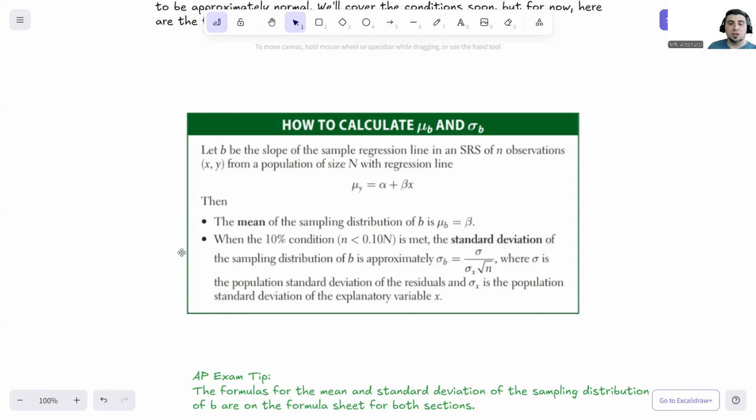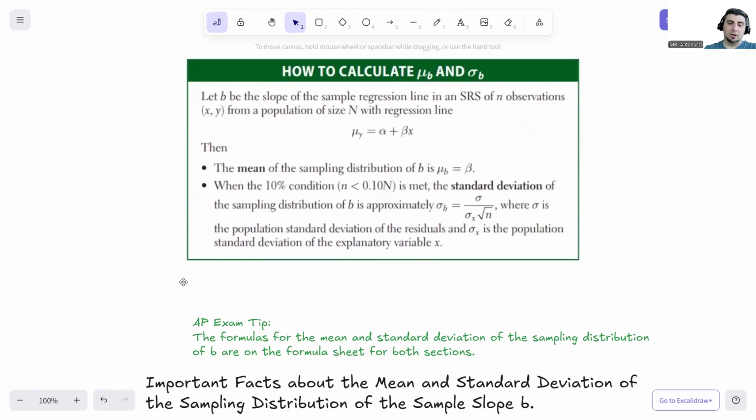The standard deviation of the sampling distribution of b is approximately sigma divided by sigma sub x times the square root of n, where sigma is the population standard deviation of the residuals, and sigma sub x is the population standard deviation of the explanatory variable x. Now, I know that's a lot to take in. We're going to break it all down here in a minute.